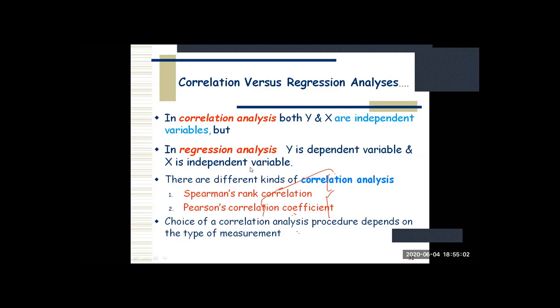But the previous one is a process, yes? The process, the data collection process. Data presentation, yeah. Like this. Thank you.